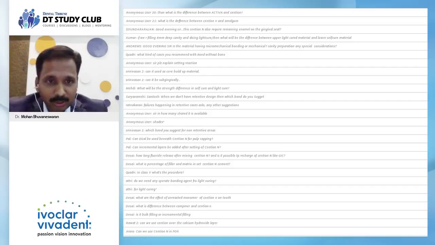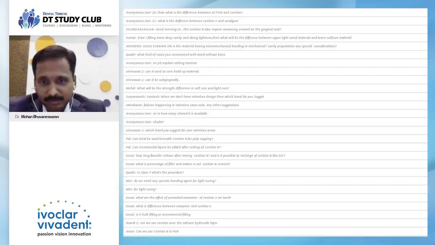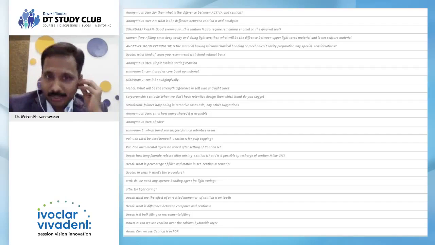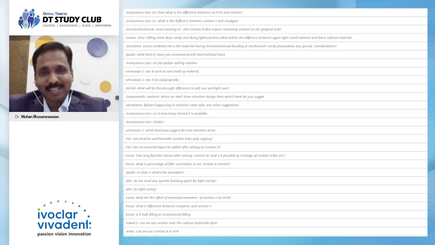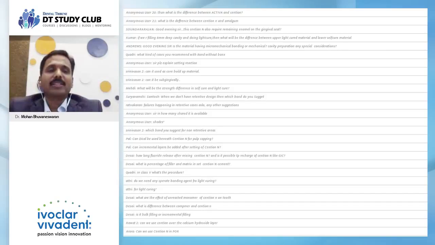Then moving on to the next question. If we are filling an 8 mm deep cavity and doing light cure, then what will be the difference between upper light cure material and lower sector material? Here is a nice question. First of all, there's not going to be any 8 mm deep cavity, then it is going to be root canal therapy. But still, if it's a huge cavity, will there be a difference in the depth of cure when you light cure the uppermost surface and the downmost surface? The answer is no.